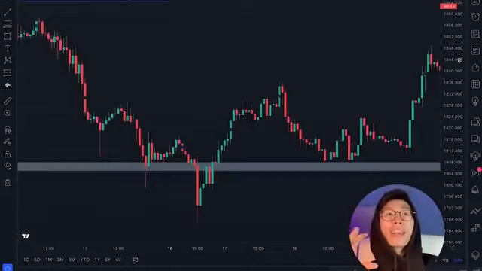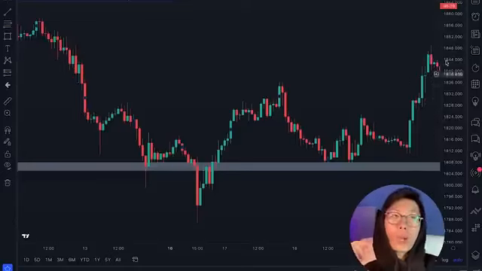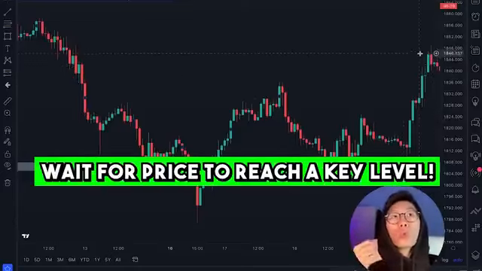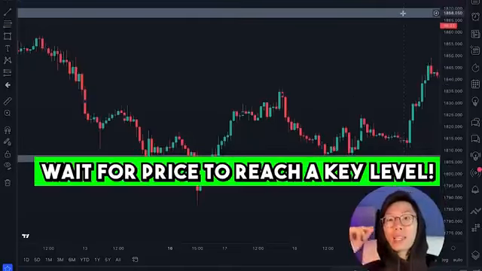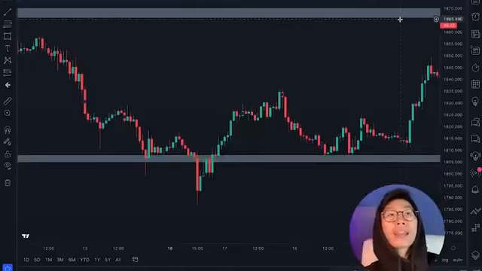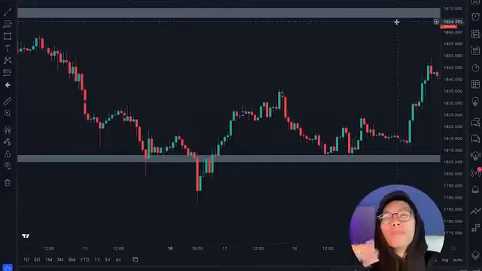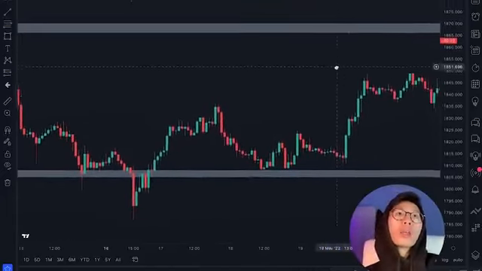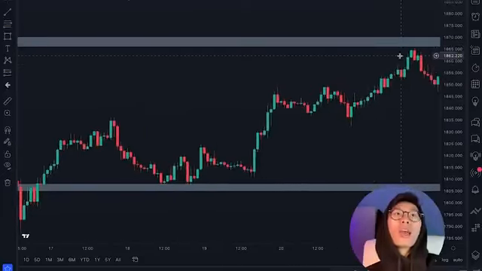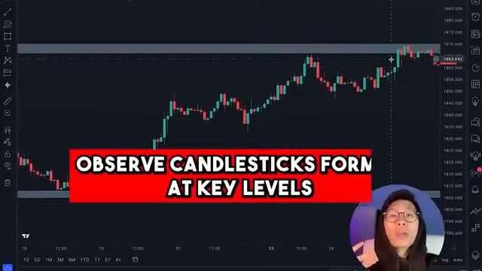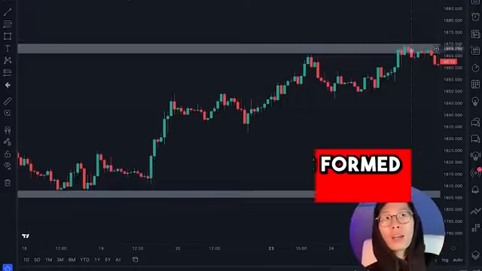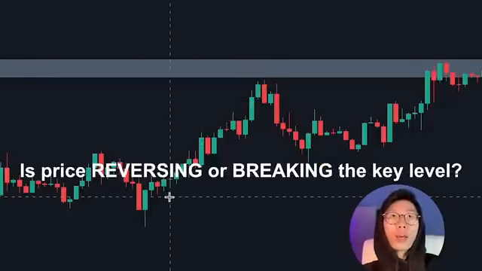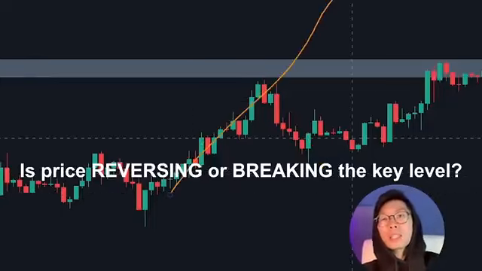For example, in this case, price has already made a huge move. This is where price currently is, and you do not want to get in here, guys. What you want to do is wait for price to get up to this next key level, and then look at the candlesticks that are forming at this key level before you decide whether you want to go in for a buy or a sell. So right now, it's still wait, and you can see price is going up to this key level. Then when price is up at this key level, you can focus on the candlesticks being formed here. Is price showing you that it is reversing, or is it showing you that there's a lot of momentum and it's breaking past this key level?